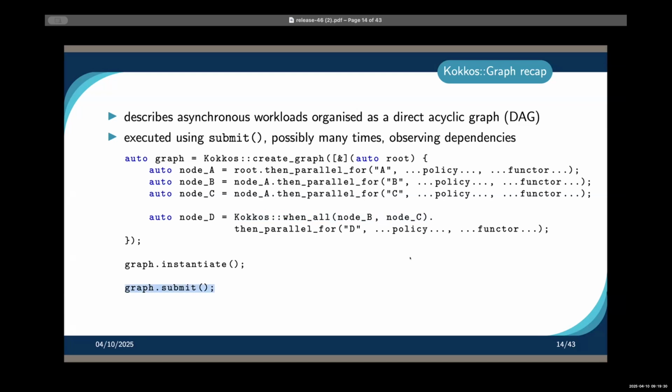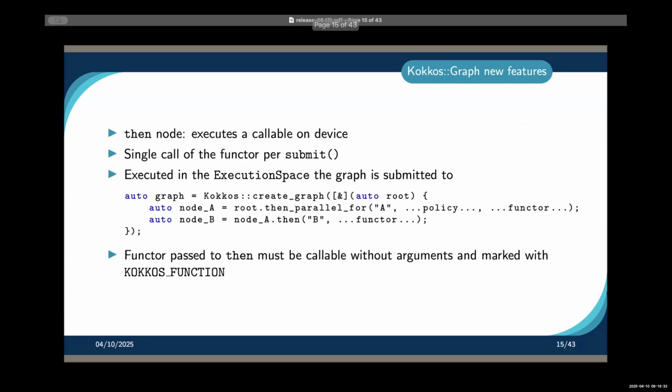So what's new, so we can go to the next slide, is that we now have a node that we can create, which represents a single call to a functor every time submit is called. In this new example, we have node A that runs a parallel for, and then node B runs after node A, and it just runs the functor one time. So you can think of it as a parallel for of size 1. The important part with functors is that they have to be callable without any arguments and marked KOKKOS_FUNCTION, and it's executed on the execution space the graph is submitted to.